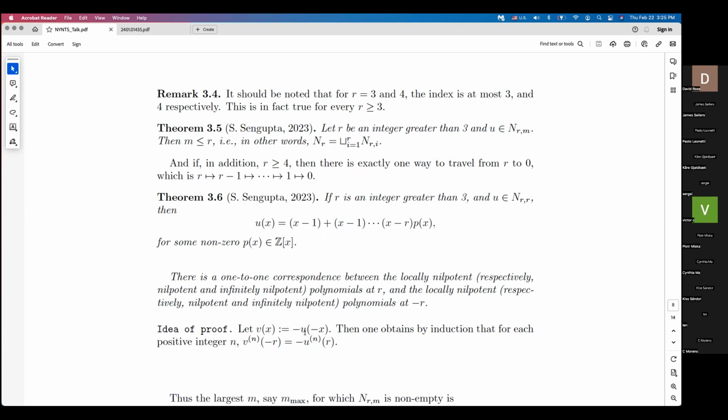And this would be the idea. If u is nilpotent or any of these things really, then we can define a v in this fashion: v of x is equal to minus of u of minus x. And then using induction, it's easy to show that the nth iteration of v at minus r is minus of the nth iteration of u at r. So if this thing is 0, then so is this at minus r.